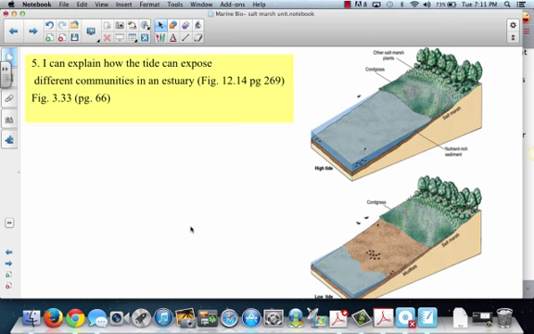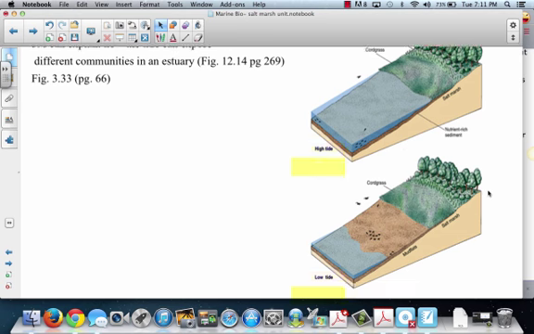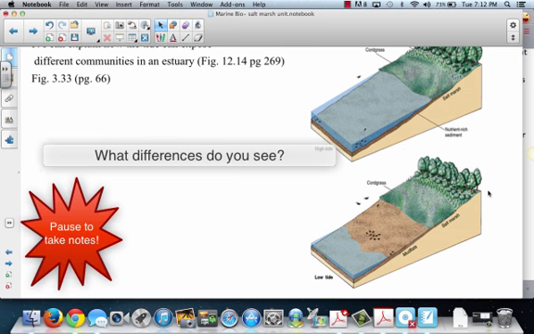Objective 5 says that you can explain how the tide is going to expose different communities in an estuary. What I want you to look over here is the difference between a high tide and a low tide. The diagram on the top is high tide, and the diagram on the bottom is low tide. I want you to write down one difference that you see between the 2 pictures. So pause this video and write down the differences that you see.